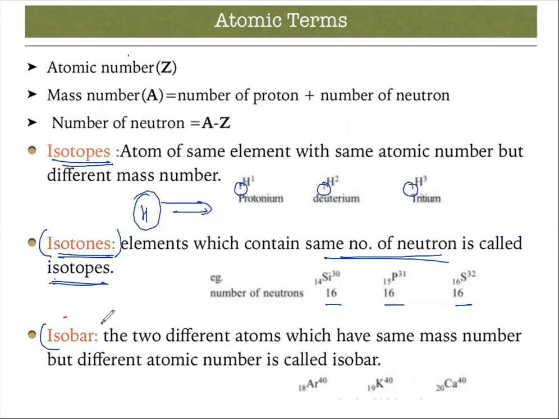Next one is isobar. Isobar means two different atoms which have the same mass number. Mass number is the same but atomic number is different. Example, argon, potassium and calcium. In the three cases, you see that the mass remains the same. That means A remains the same, whereas the atomic number keeps changing. So this is the example of isobars.